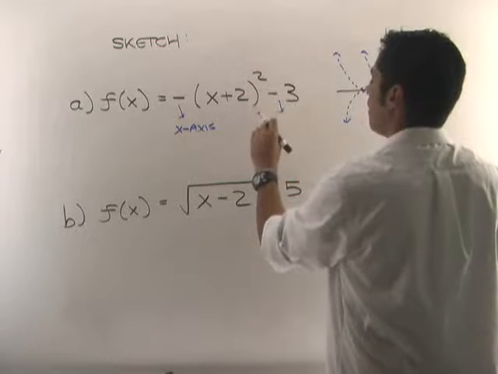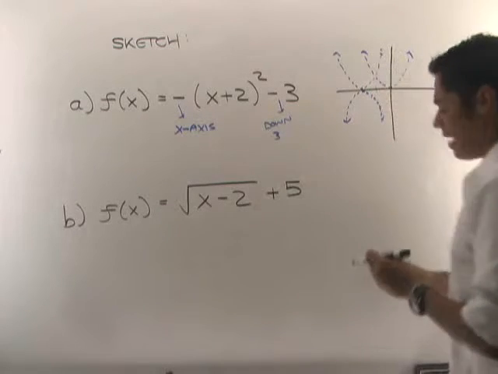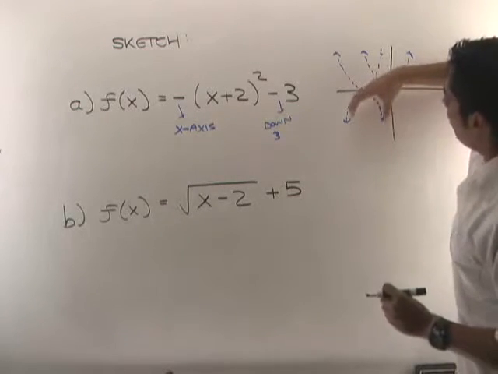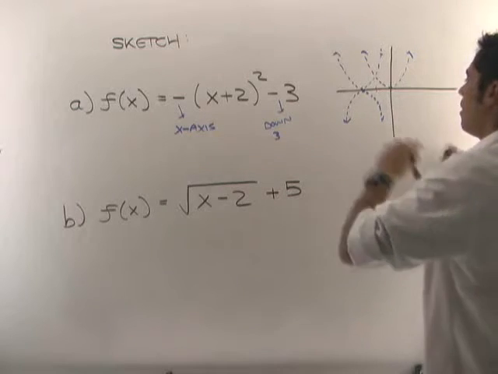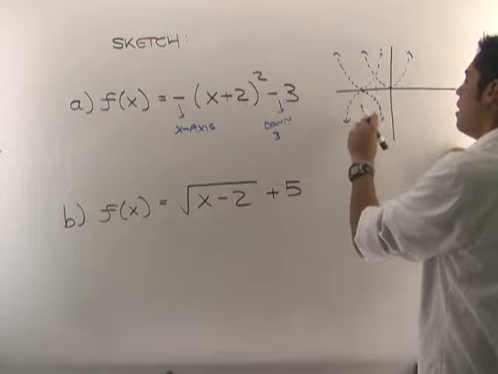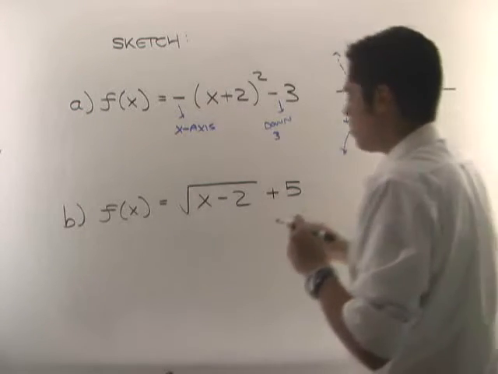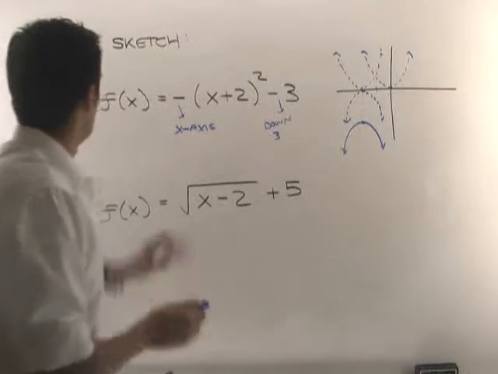This right here is a vertical translation. That's going to say move this down 3. So I take this one here and I move it down 3. So I'm going to take that point right there, move it down 3. I'll say 1, 2, 3 here, and now I'll draw my solid U like this, upside down. So that is the quick sketch of this function.